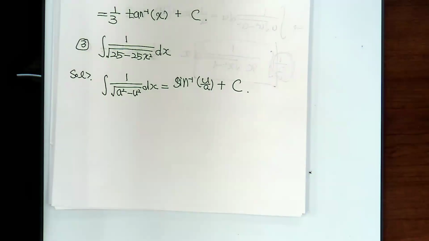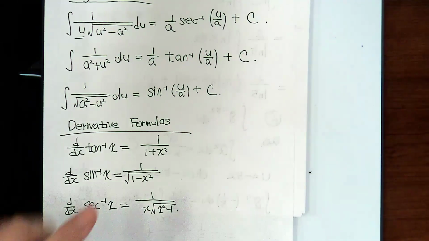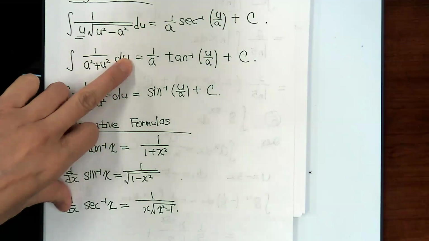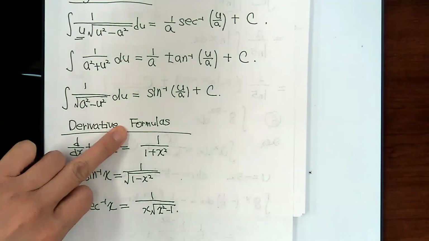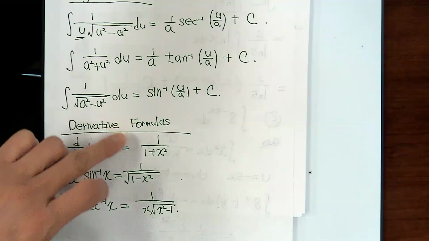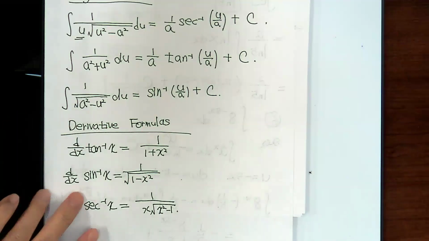The formulas may be a little bit confusing, but you have to remember exactly as it is. There is no multiplication with 1 over a in front of sine. Others have 1 over a multiplied to the inverse function, but for the sine formula, there is no multiplication with 1 over a.